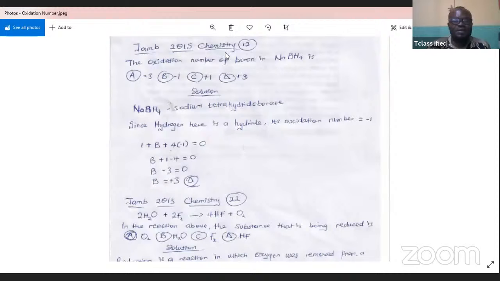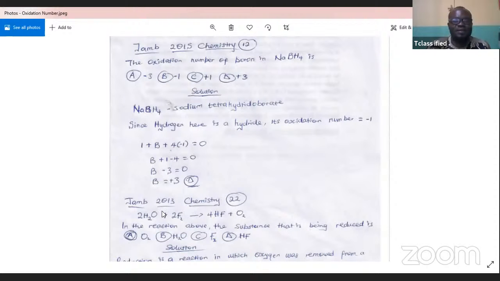Okay. So a similar thing was done here for sodium tetrahydroborate. For sodium it is 1, then plus B, which is the boron we are looking for. And the hydrogen here is -1, so we have 4 times -1. So we have 1 minus 4, which is -3. Taking it over to the other side becomes +3.